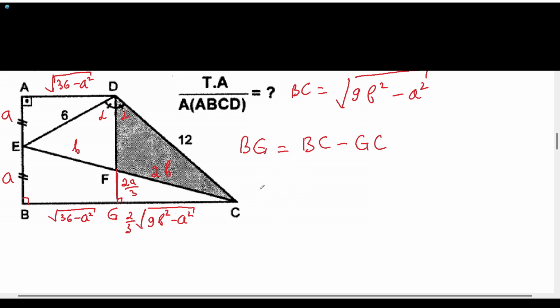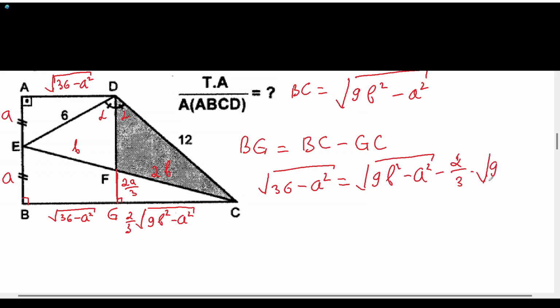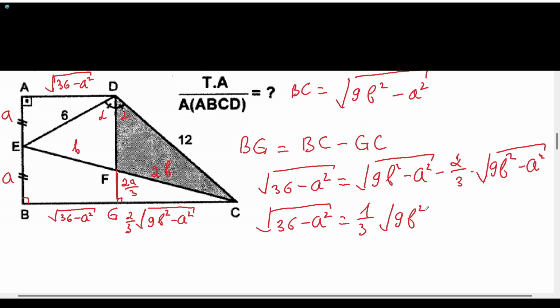BG side, the square root of 36 minus a squared, will be equal to the BC side, the square root of 9b squared minus a squared, minus 2 over 3 times the square root of 9b squared minus a squared. So the square root of 36 minus a squared will be equal to 1 over 3 times the square root of 9b squared minus a squared.